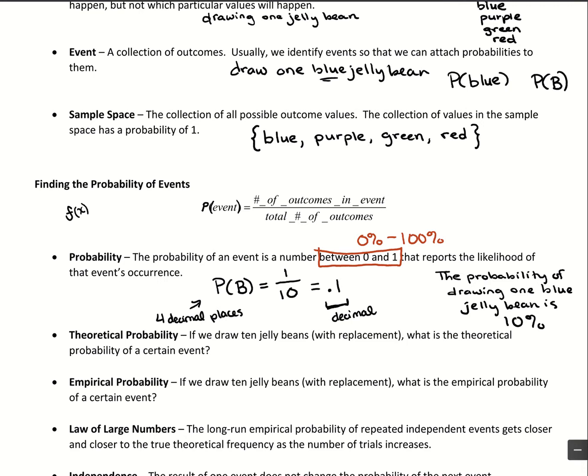Inclusively, it can have the value of 0 and 1, but anything negative or anything above 1 isn't possible for us. So then with these next definitions, we want to think about what if we repeated the process? Like drawing one jelly bean, these probabilities are pretty set in terms of how they're going to occur. But what if I increase the number of trials?